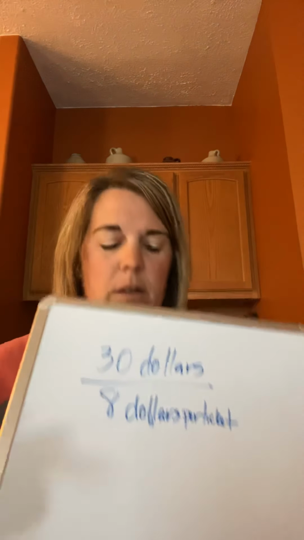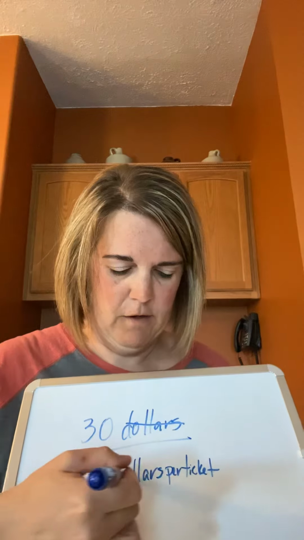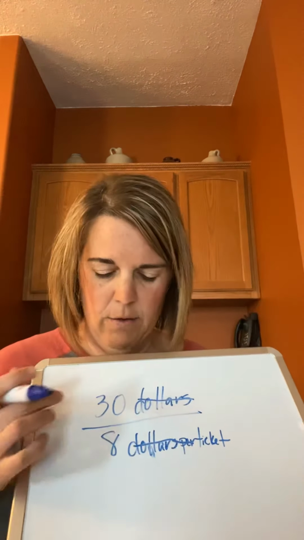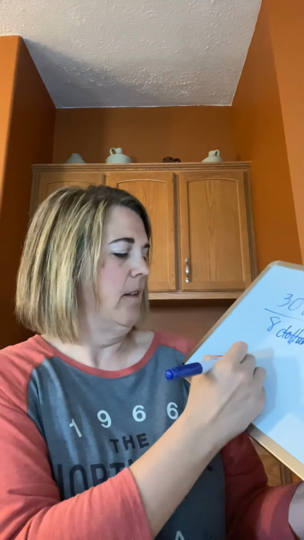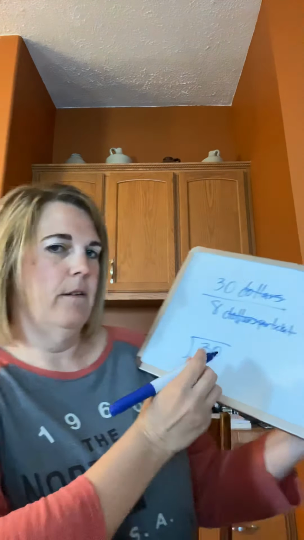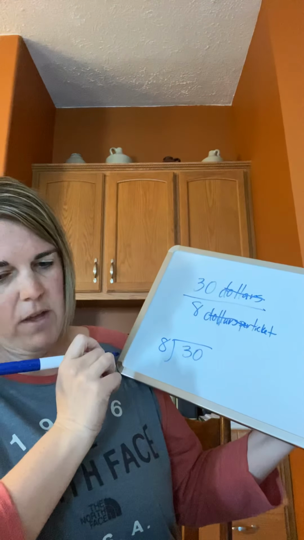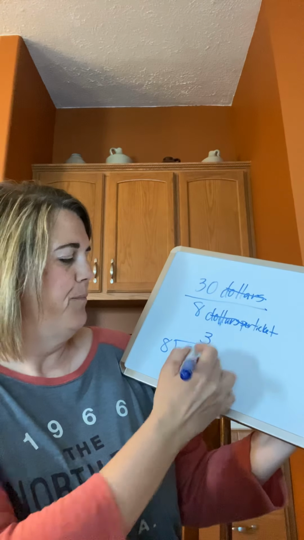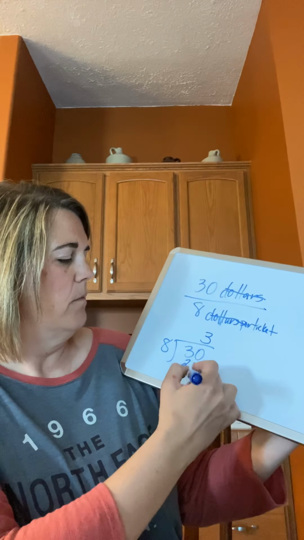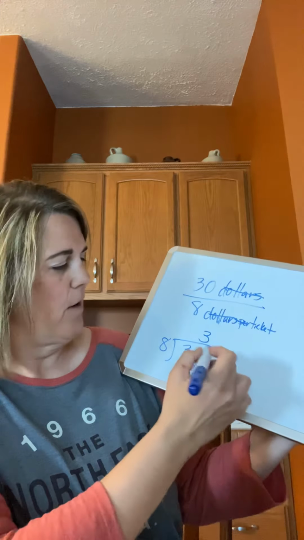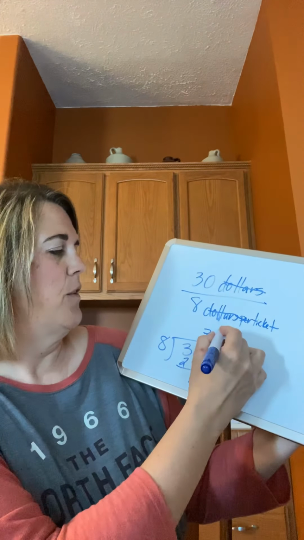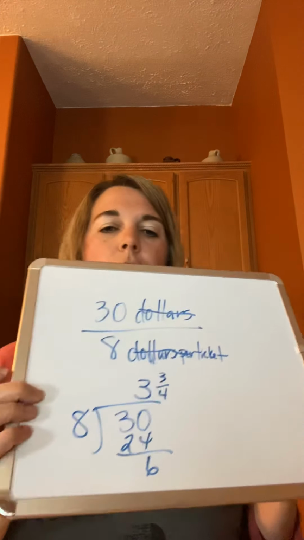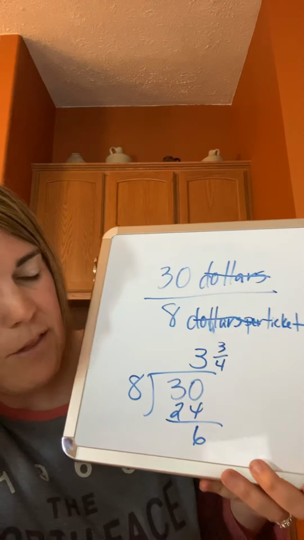Okay, now we know that when we have dollars on the top and dollars on the bottom, we can cancel that off. Okay, so now we do the 30 and the 8. I don't know if you can see that, right? The 30 into 8. We know 8 goes into 30 3 times, and that's 24. And we have a 6 here. Now, 6/8 reduces to 3/4. Okay, now he can buy 3 and 3/4 tickets.